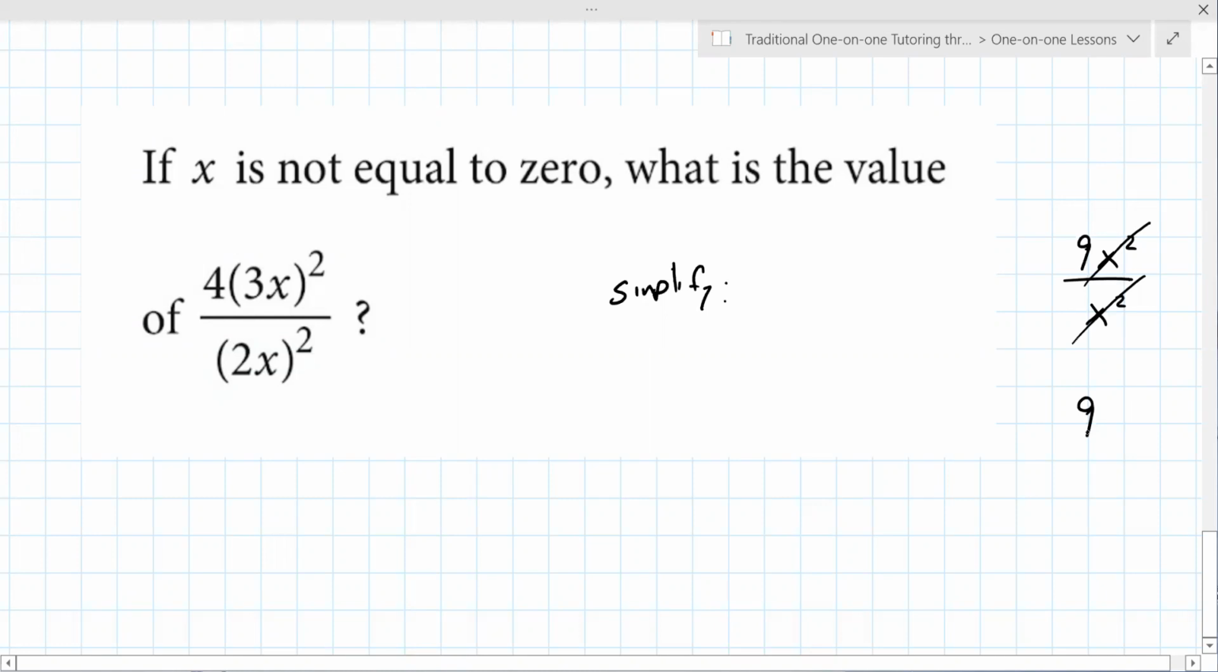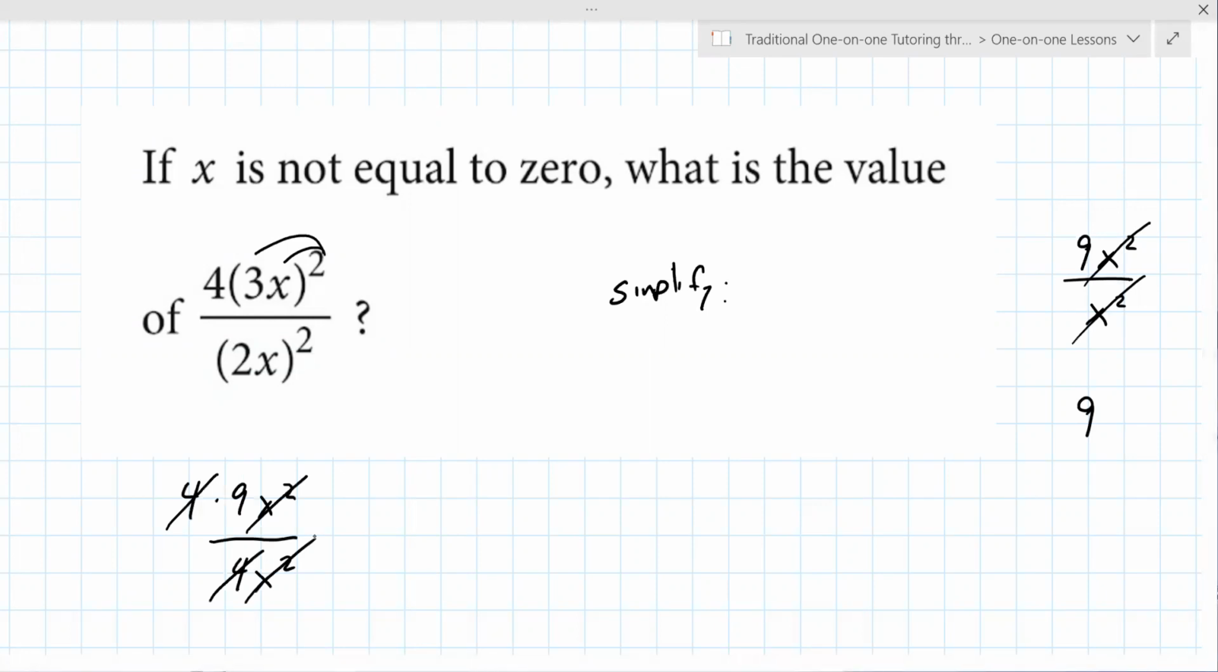9. Okay. Now let's talk about how you could do this. You distributed this to both terms. I think that's fine. So it's 4 times 9x squared over 4x squared. And I think you saw that the 4s canceled, but you didn't say, oh, the x squareds cancel. Do you agree with that? Yeah. Okay. So you can cancel the variables.